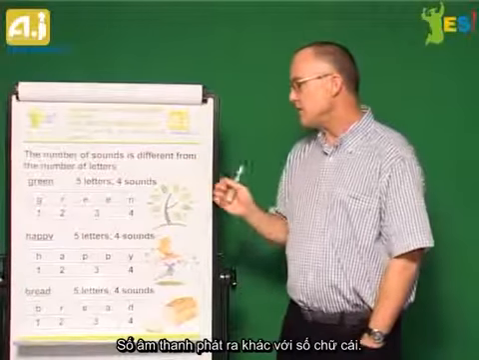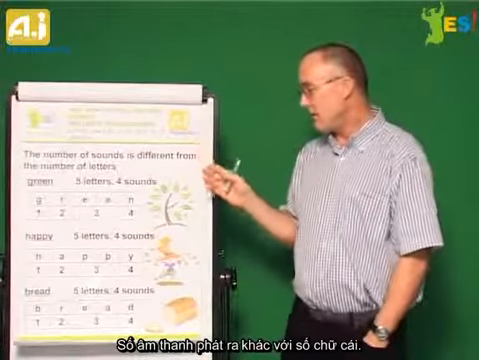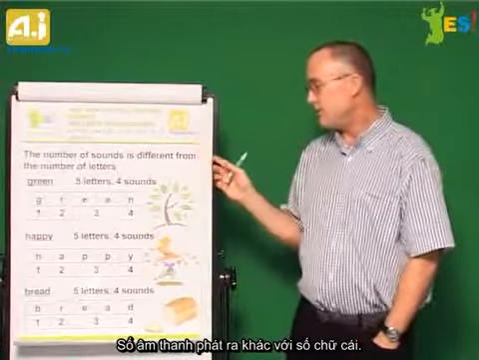The number of sounds is different from the number of letters. So some words have more sounds than letters, right? Or, no, sorry, that's impossible. Fewer sounds than letters, right? You have to have fewer sounds. It's impossible to have more sounds than letters.